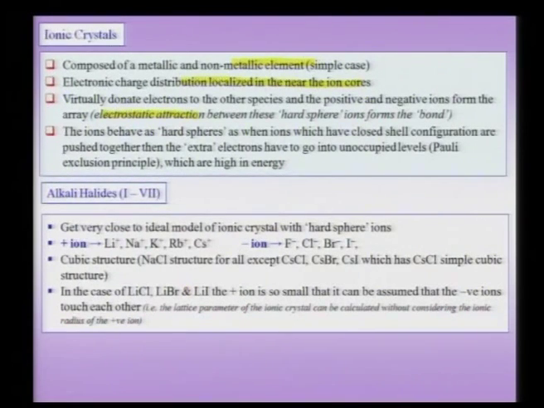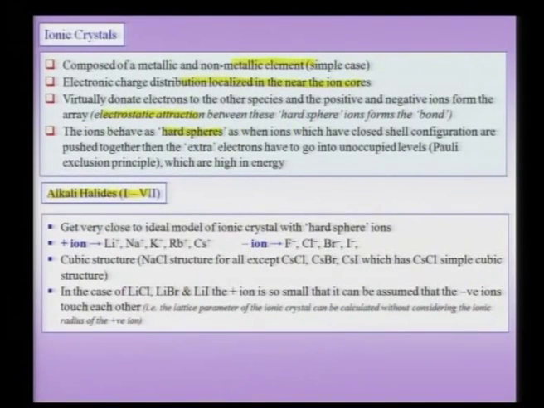In the simplest case, we can assume that these ions behave like hard spheres. In other words, if you have a donation of an electron, the electronic configuration is complete, a closed shell is formed, and if we try to push another ion into the same region, then according to Pauli's exclusion principle, the electrons have to go to a higher energy level, and therefore there is a strong repulsion. In the simplest case this kind of repulsion can be thought of as a hard sphere repulsion. The closest that one gets to a pure ionic crystal are the alkali halides, which are formed between the column 1 and column 7 elements.